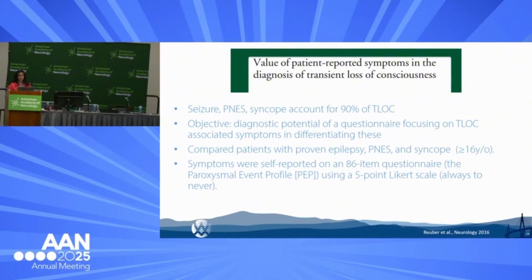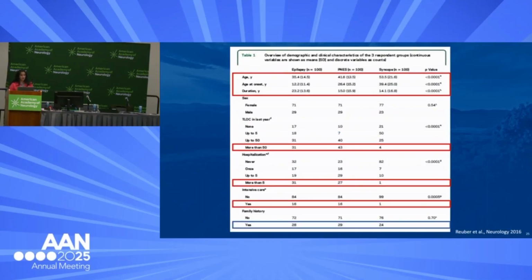So across the cohorts, the age, you see that those with syncope were a little bit older. The age of onset was a little bit younger in the epilepsy group. The duration was longer in the epilepsy group in terms of how long they had been suffering from epilepsy versus syncope or non-epileptic events. The number of episodes in the last year were very high for epilepsy and non-epileptic events, but for syncope, significantly lower.